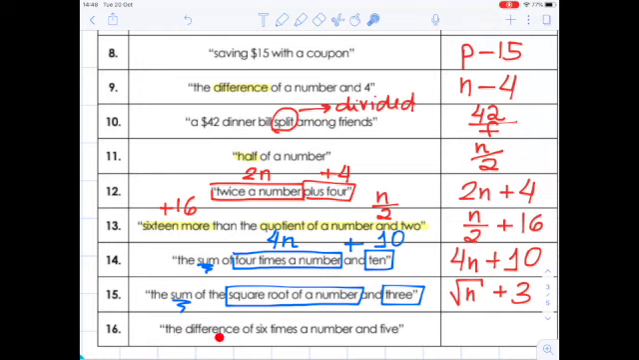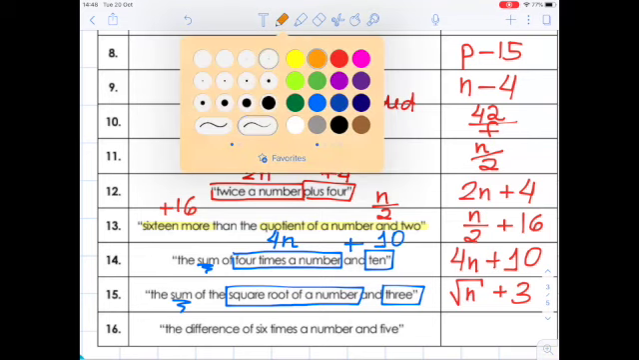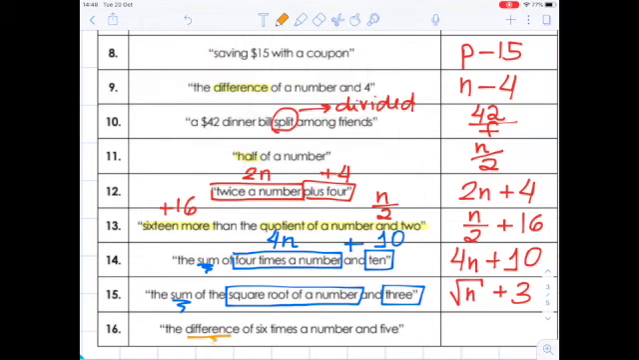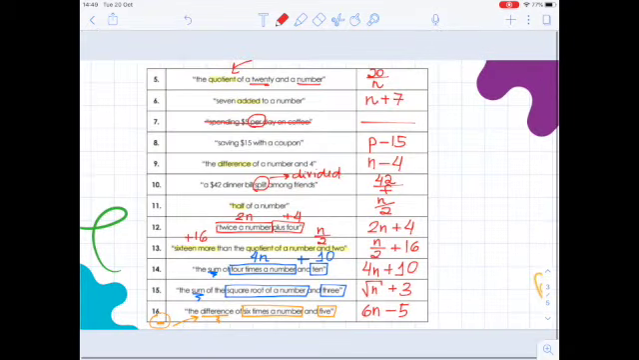And number 16, the difference of 6 times a number and 5. So this is very similar to what we had before, only now instead of a sum, I have a difference of 6 times a number and 5. You should know that difference means subtraction. All right, so 6 times a number is going to be 6n, 5 is 5, and the difference means a subtraction between them.